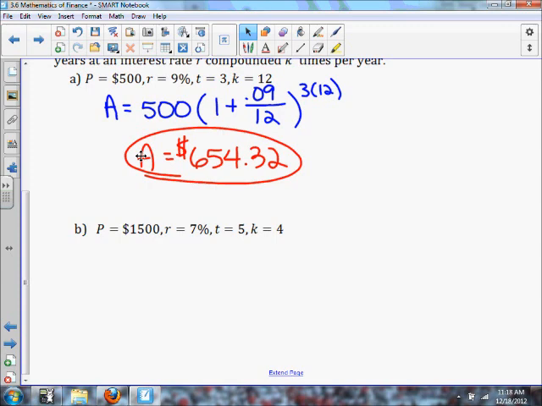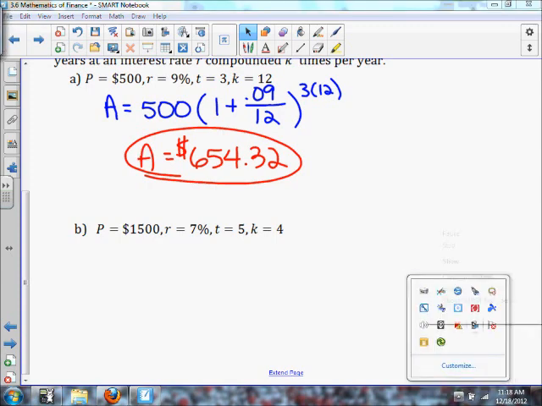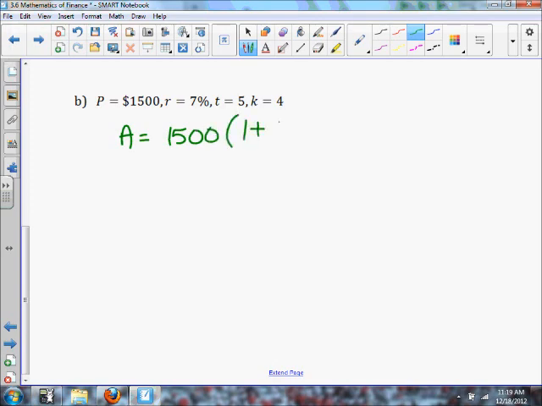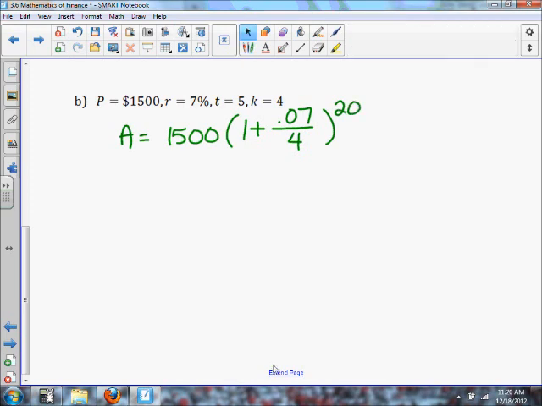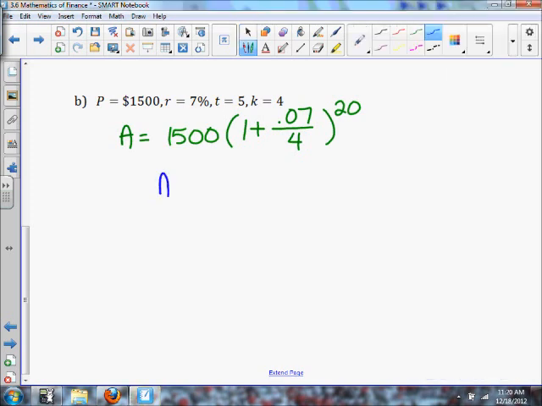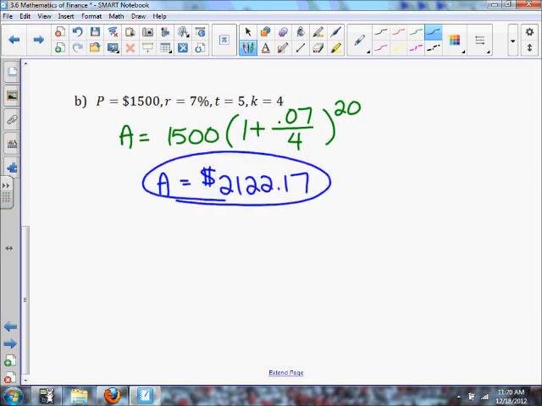Please do these. Through this now, what we'd have: A will equal 1,500 times (1 plus 0.07 divided by 4) to the 20th power, because 5 times 4 is 20. That gives $2,122.17. Are there any questions on this right now?